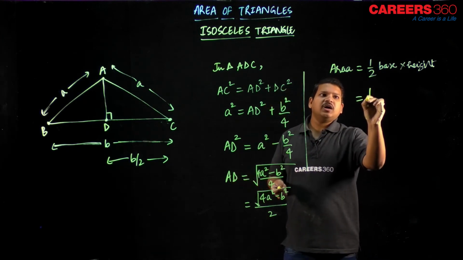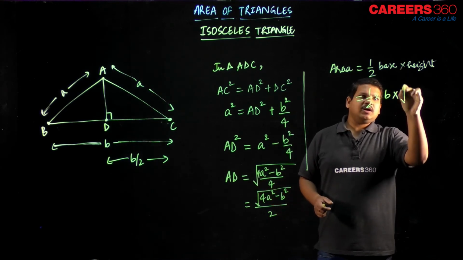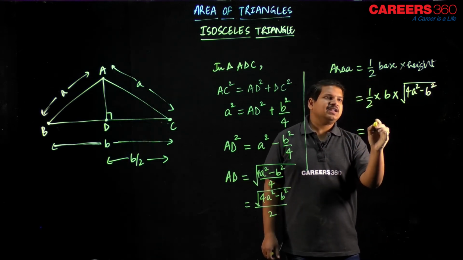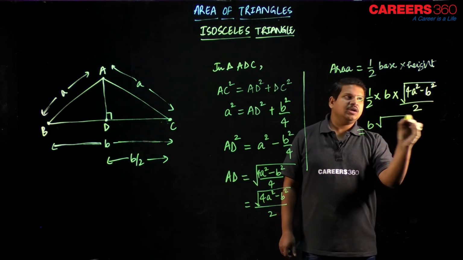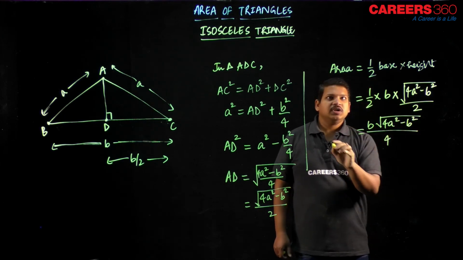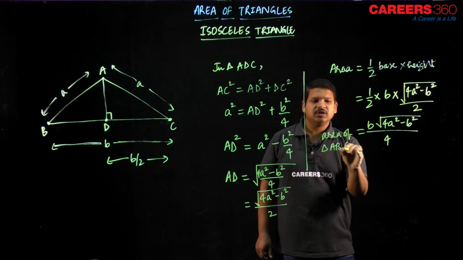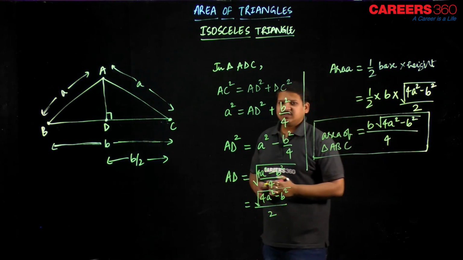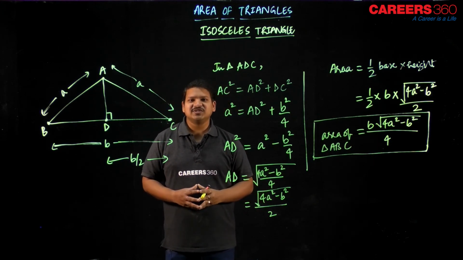Now I know my base is B, and height is under root of 4A square minus B square, divided by 2. So further it can be written as B under root 4A square minus B square upon 4. This will be the area of triangle ABC, which is an isosceles triangle, and I hope it makes complete sense to you, and that was all about the area of an isosceles triangle. Thank you so much.